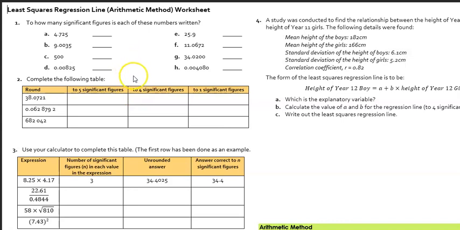Least squares regression line worksheet, arithmetic method. I'm going to show you a few examples in regards to significant figures, and then with question 4 onwards, I'm just going to show you question 4 and 5.